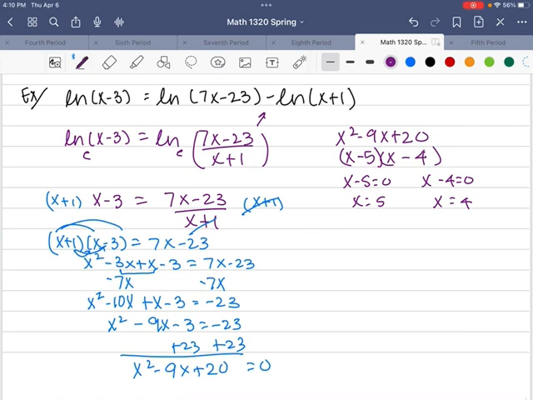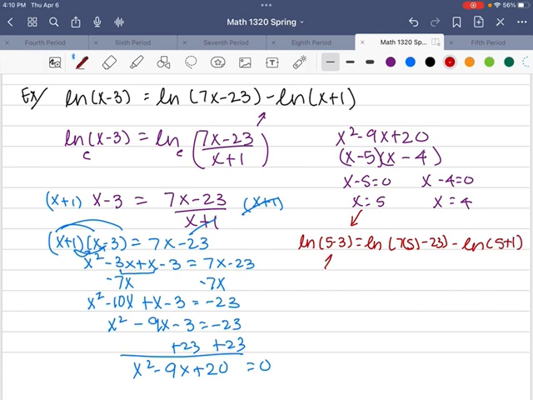But we need to check them and make sure that we don't get a negative. So we're going to plug them back in, and you could probably just plug them back in your head almost and just make sure you don't get a negative, but we'll write it out. So for the first one, when I check that one, I get natural log of 5 minus 3 equals natural log of 7 times 5 minus 23 minus natural log of 5 plus 1.